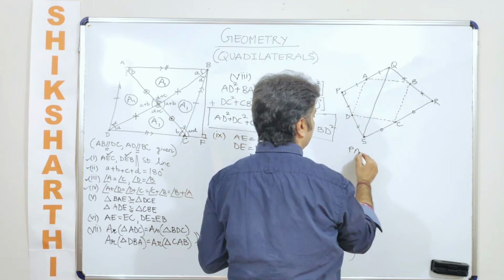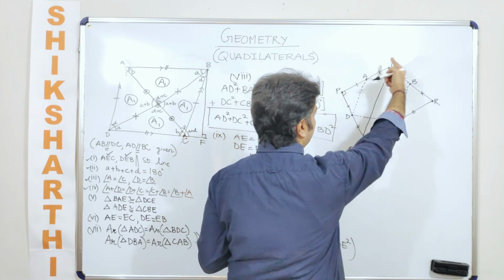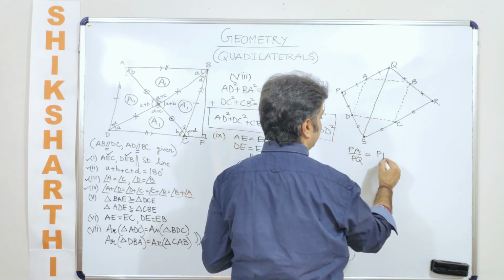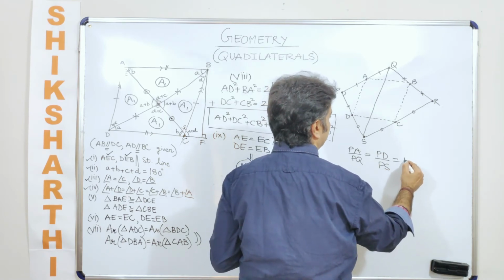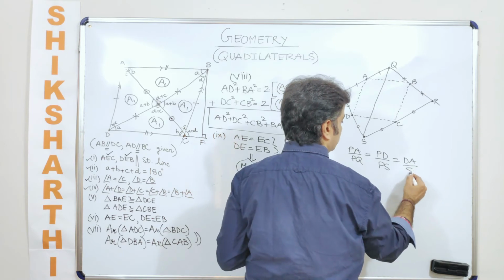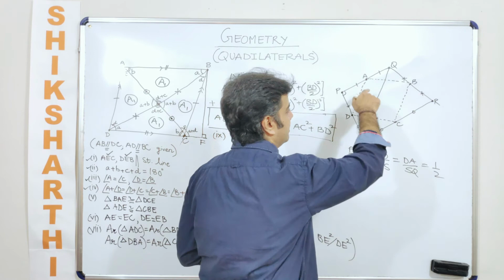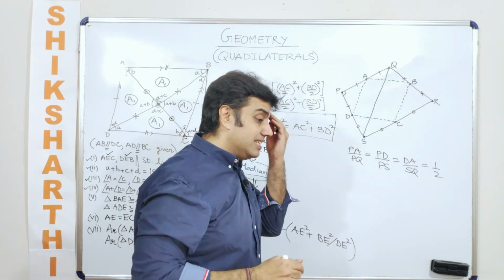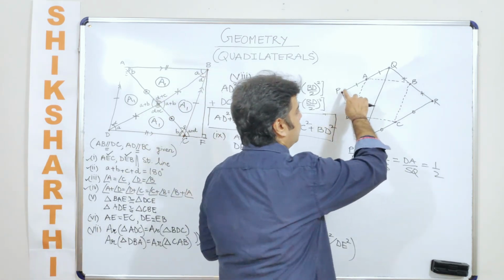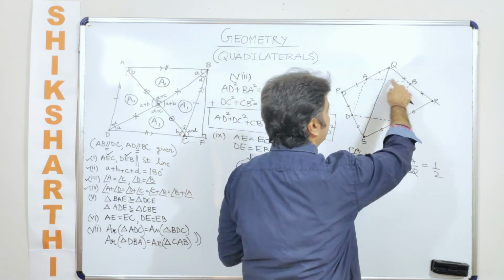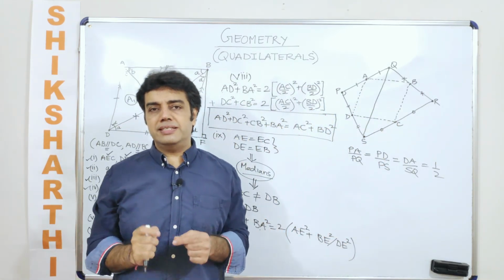We know that PA upon PQ is the same as PD upon PS, which is the same as DA upon SQ, which is nothing but 1 by 2, which is already given. So this piece of information is already given. You are dividing the sides, you are bisecting the sides. So you are taking the midpoint of the sides, and all the midpoints of a quadrilateral are joined, and you get a resultant figure which is a quadrilateral. Now you need to check which kind of a quadrilateral this is.